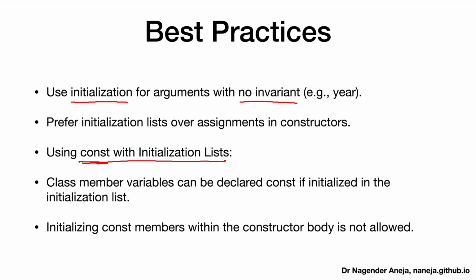So class member variables can be declared constant. Your member variable can be constant if initialized in the initialization list. So if you are going to initialize that variable in the initialization list, then you can declare that variable constant also. But if you are not going to initialize it in the initialization list, then you can't declare it as a constant. So initializing constant members within the constructor body is not allowed.